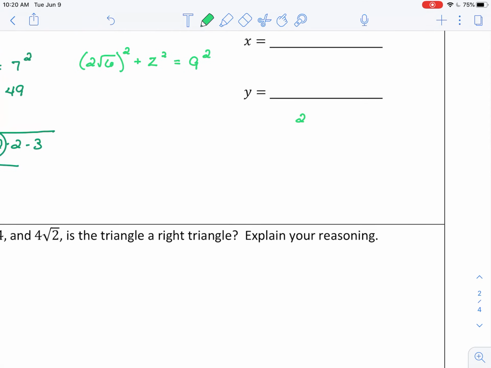I'm going to come off to the side. Squaring something means to multiply it by itself. 2 times 2 is 4. Root 6 times root 6 is square root 36. And the square root of 36 is regular 6. So that turns out to be 24. And that's going to be set equal to 81. So I've just squared those values, being really careful to make sure I was squaring correctly. So I'm going to subtract 24 from both sides. I'm going to get 57.